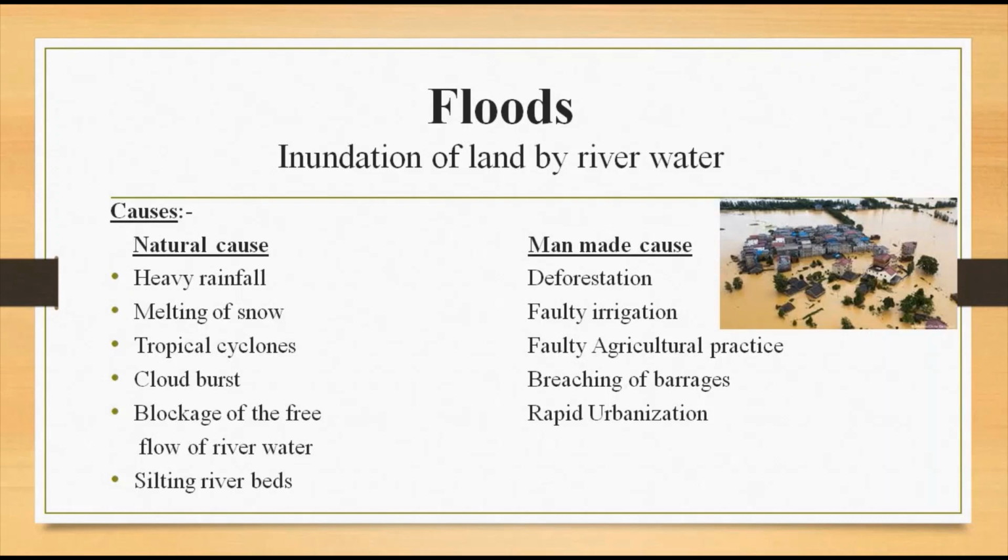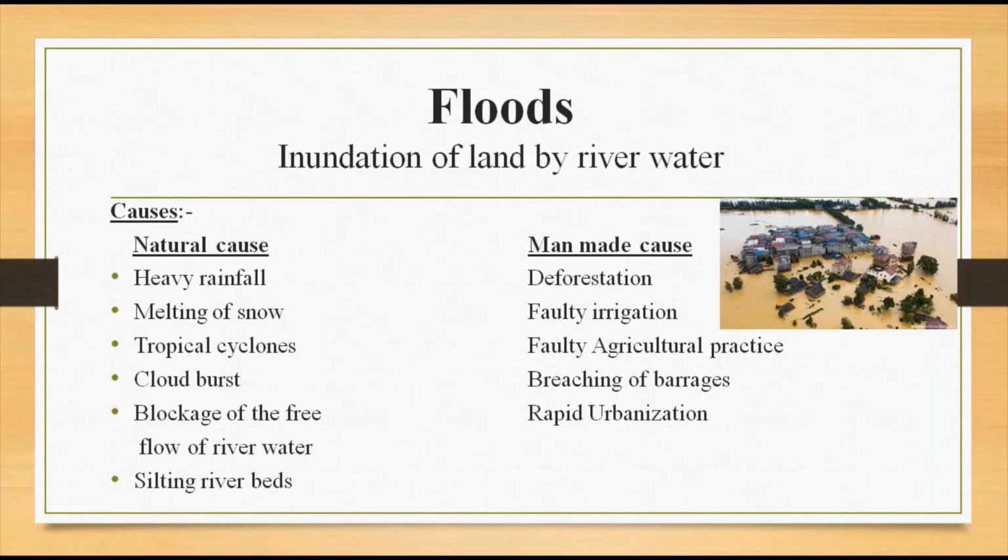things. Soil erosion. Faulty irrigation also results in soil erosion. And faulty agriculture practice also. All these things cause soil erosion. Breaching of barrages. If barrages, etc., are breached or damaged, they will open and water will rush into the river and it will overflow.